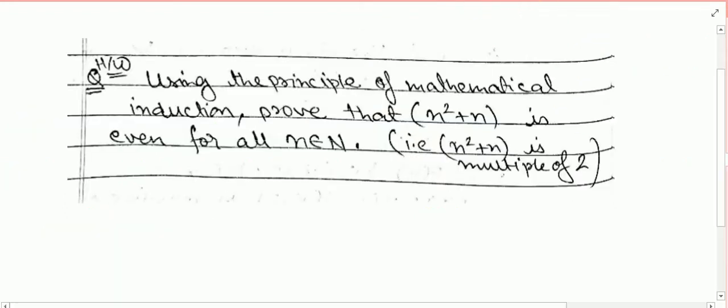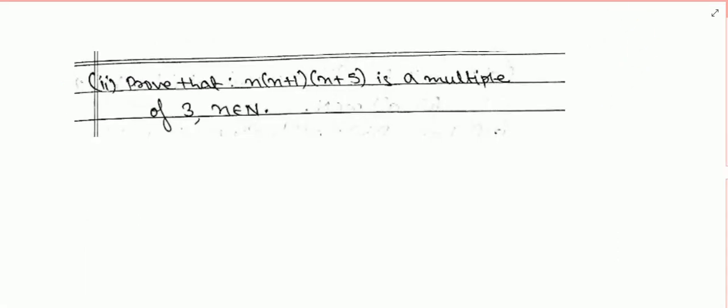Okay, this is your homework. Here it is saying, using the principle of mathematical induction, prove that n square plus n is even for all n belonging to natural number. That means you have to show that this is a multiple of 2. So you have to do the same as the one we have done just now. Now let's see the next question.